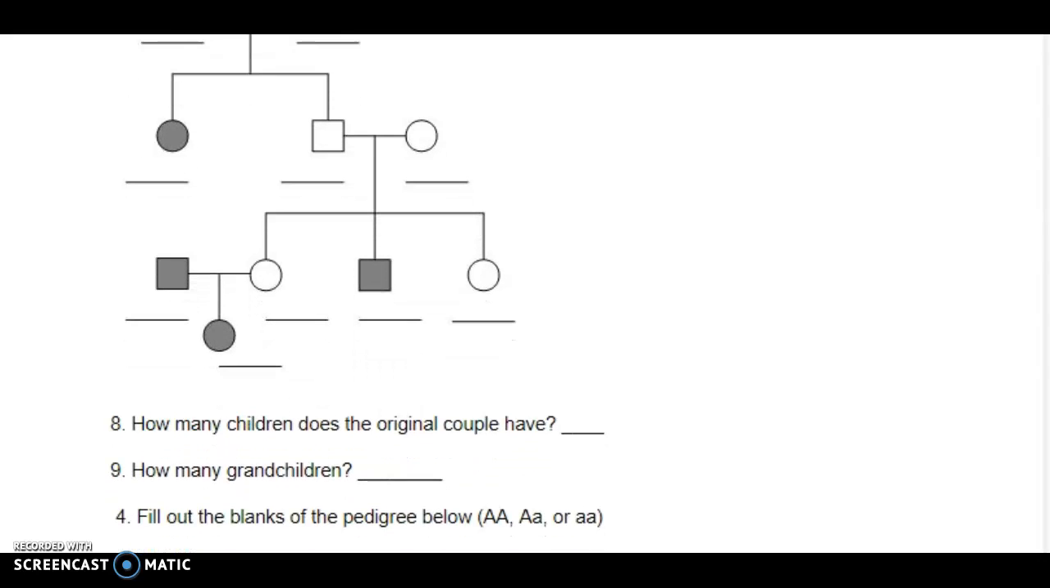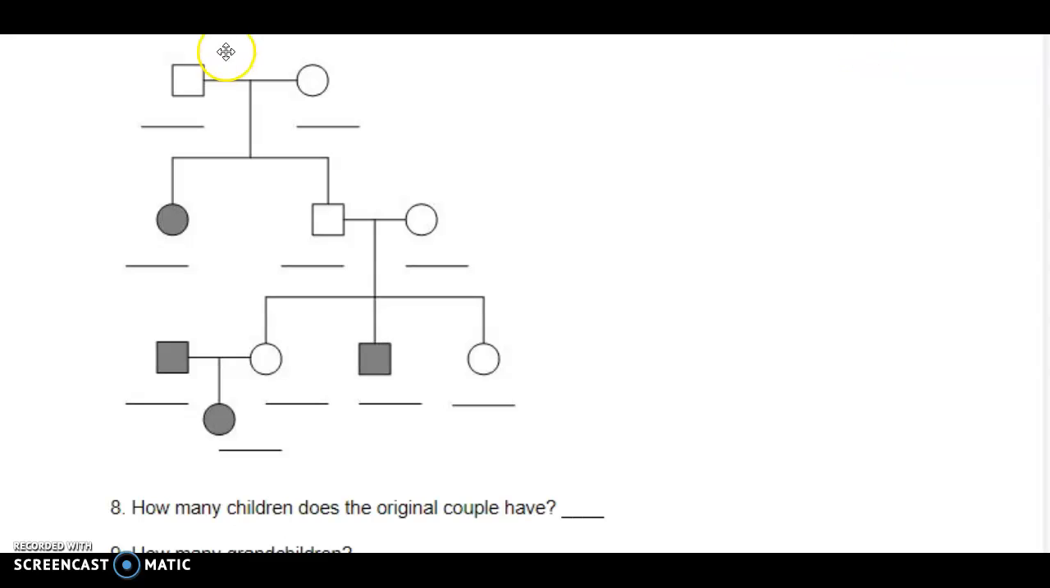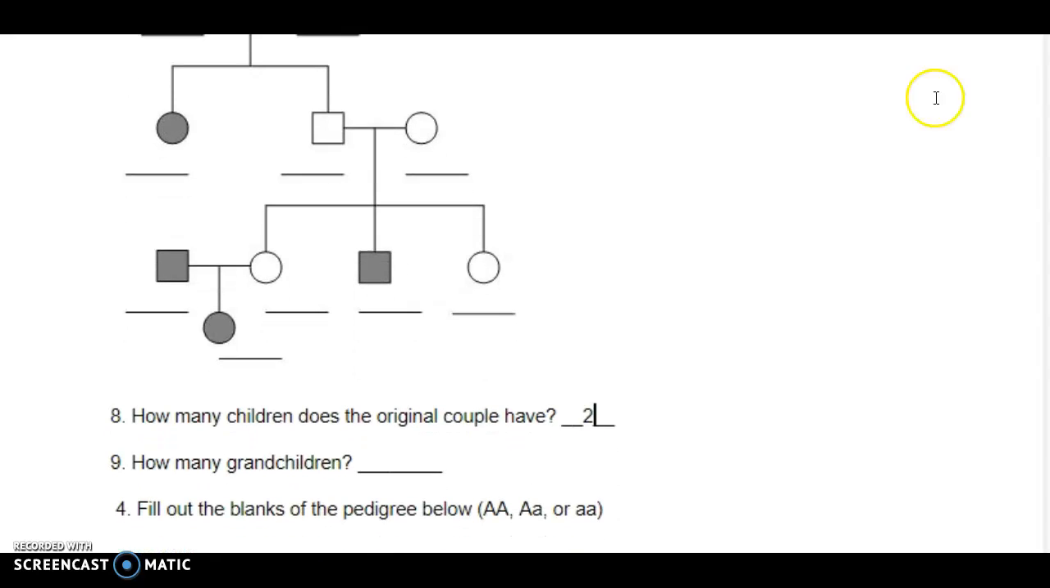So 8 says, how many children does the original couple have? And this is the original couple. They had a daughter, and they had a son, so they had two children. How many grandchildren did they have? This one did not marry. This one married. And then they had 1, 2, 3 grandchildren. This granddaughter got married. They have a grandchild in law. And then they also have a great grandchild right here. Okay. That's that one.